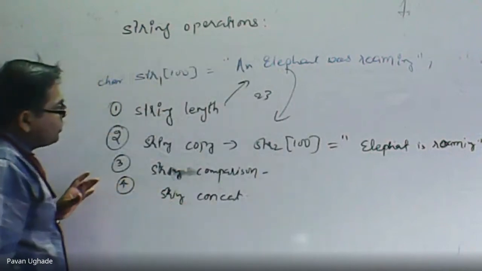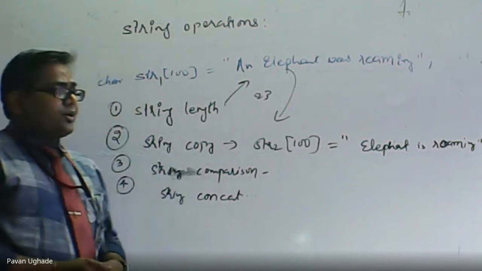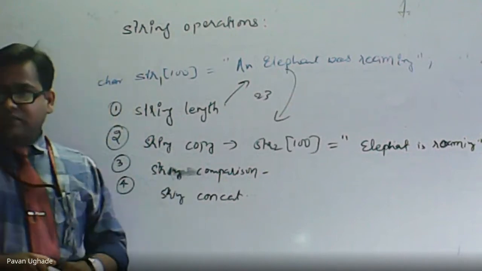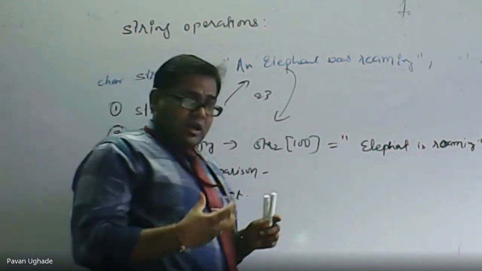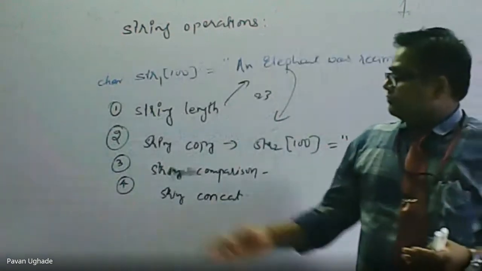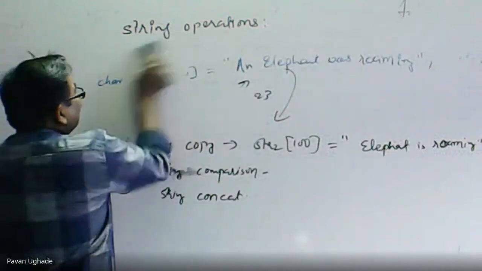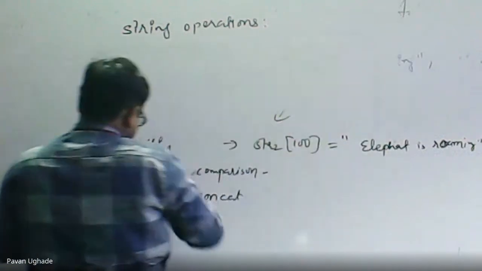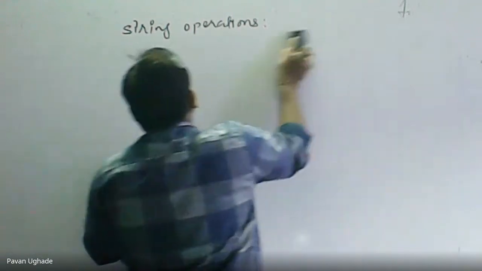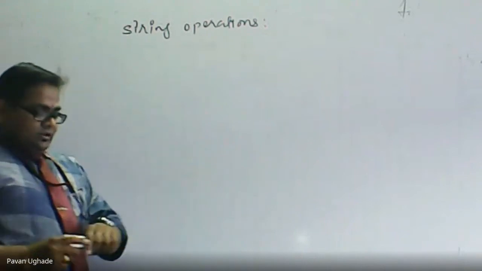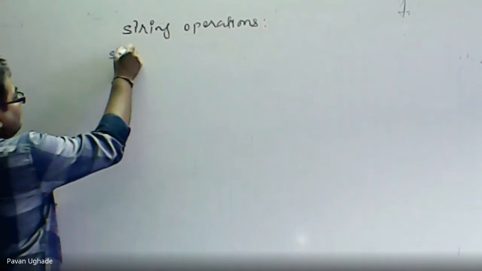So basically these four functions we will be seeing in the operations. We'll go ahead and see how to write a C program for them, and if there is some inbuilt function for this, how we can use it. Let's go ahead with the first operation, calculating the length of a particular string. So the first operation that we see is string length.